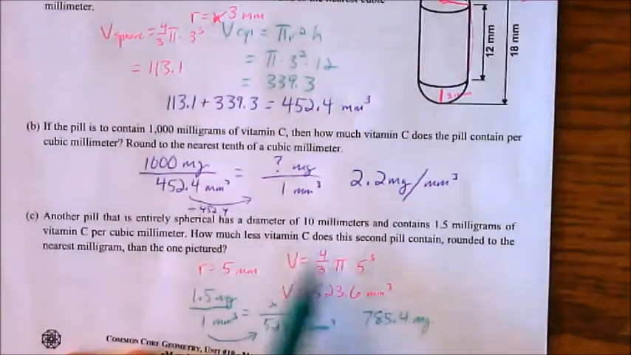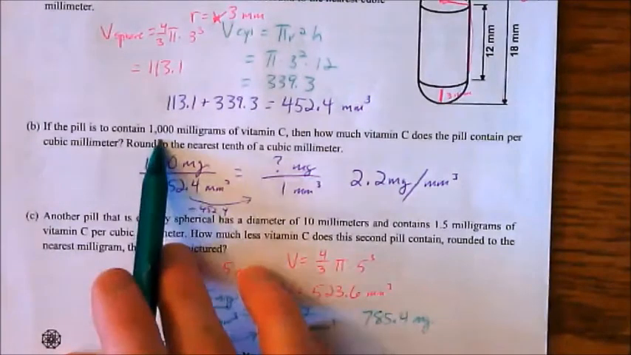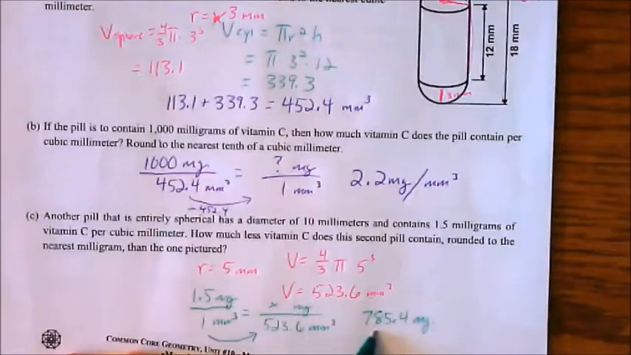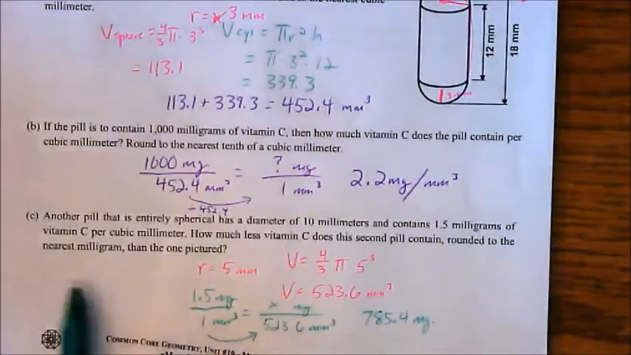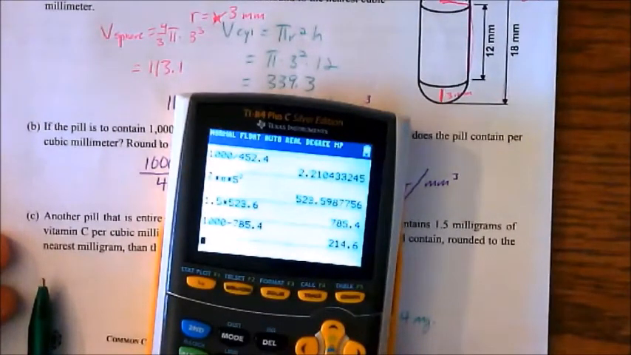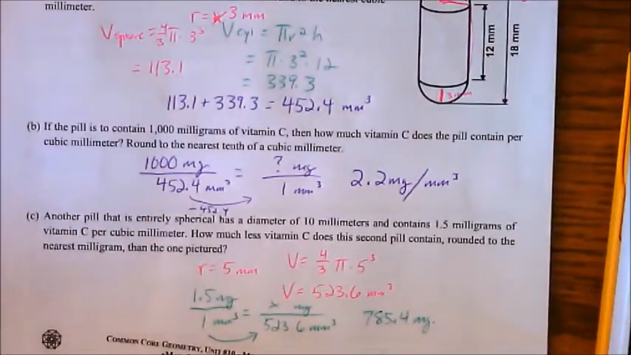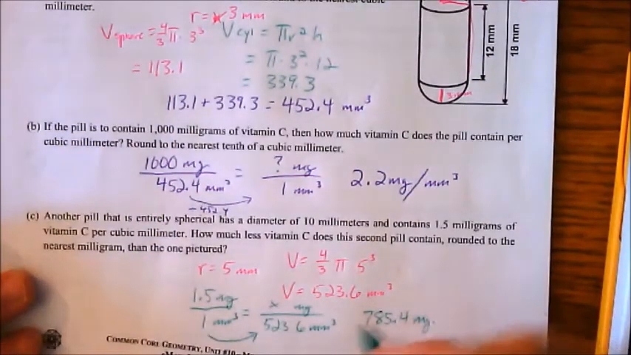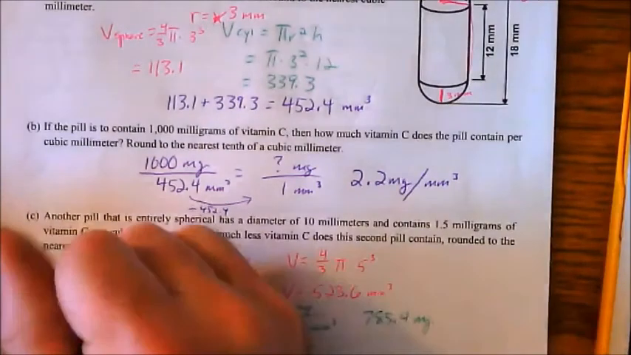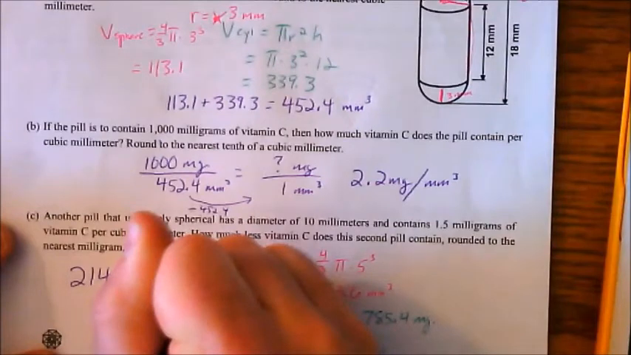is 4/3 pi, and we said what, 5 to the third. That's 523.6 cubic millimeters. It contains 1.5 milligrams of vitamin C per cubic millimeter.